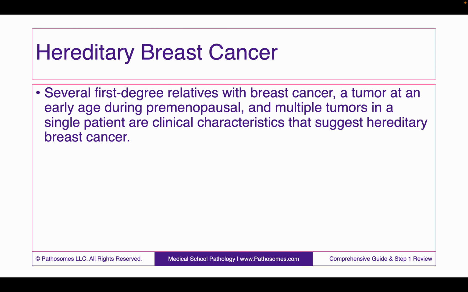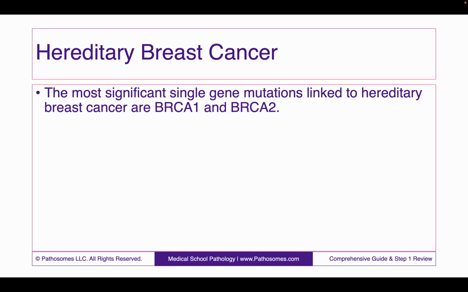In regards to hereditary breast cancer, several first-degree relatives with breast cancer, a tumor at an early age during premenopausal states, and multiple tumors in a single patient are clinical characteristics that suggest hereditary breast cancer. The most significant single gene mutations linked to hereditary breast cancer are BRCA1 and BRCA2. BRCA1 and BRCA2. You will definitely be asked about those.